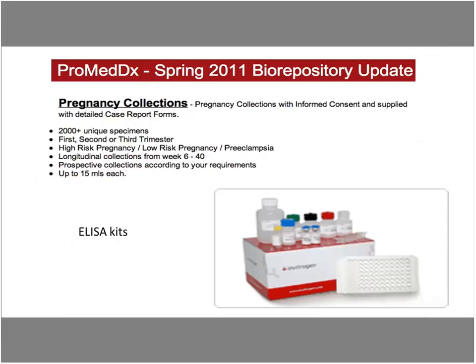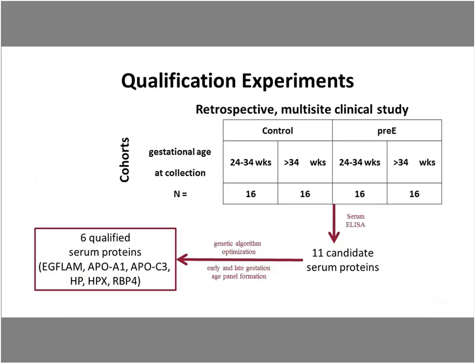And so here you can see ProMedics, there's a spring 2011 biorepository update, so we can get more than 2,000 pregnancy samples, so we get to pick and choose which stage of pregnancy we want, how many samples from each, and then we can order ELISA kits to actually chase down our proteomics. So the experimental design: we have control pregnant women and preeclampsia, early gestational age and later, 16 in each category. Again, we can purchase all of these.